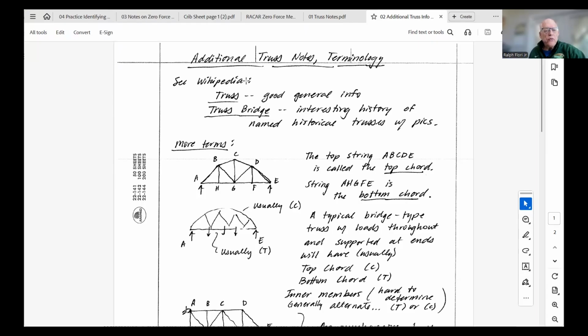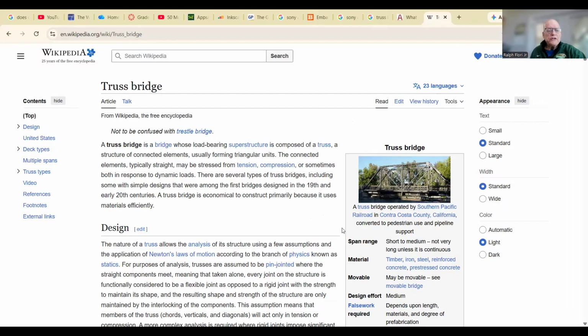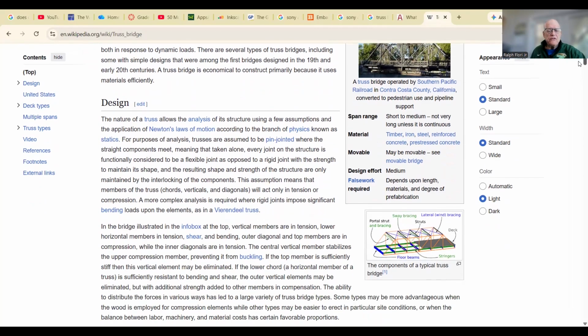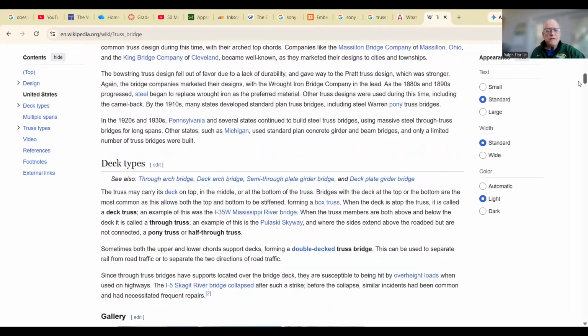These are some additional truss notes and concepts that you should be aware of that will help you. First of all, if you go to Wikipedia and just look at trusses, you'll get some good general information on trusses. If you go to truss bridge in Wikipedia, I'll share that with you. Truss bridge has got all different kinds of classic truss bridges.